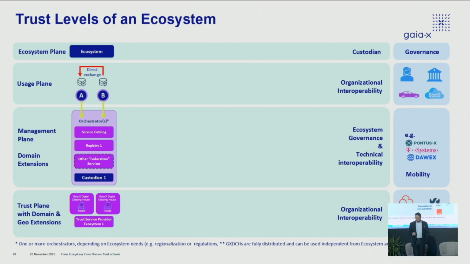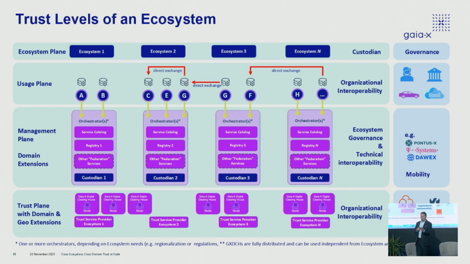Now, this is a single ecosystem. Here's the problem when you have multiple ecosystems. And you can see, and that's probably the most important part, they have different custodians, they have different clearinghouses, they have different trust service providers, but they are still interoperable because they use the same architecture, the same clearinghouse concept and the same trust framework. And so they can exchange data directly between them as well as between the different ecosystems. And we took that concept one step further in Danube, and that I think is really a new game in town.